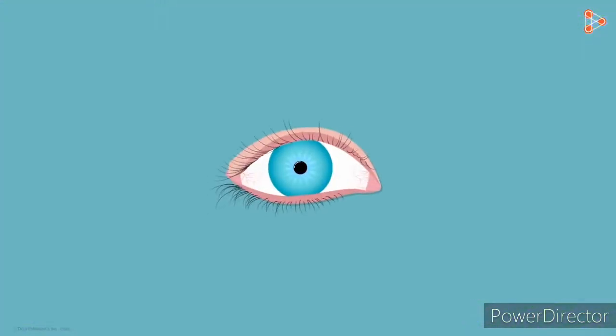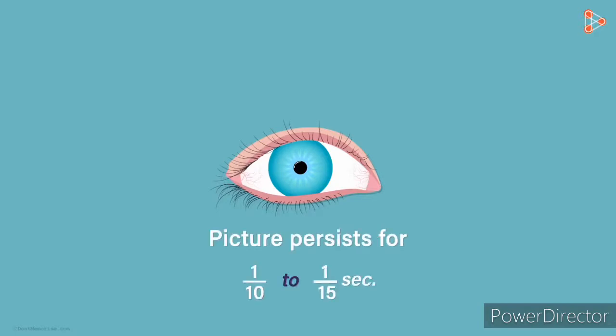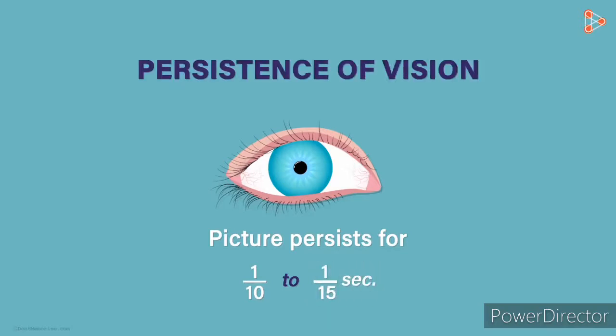There is another interesting thing about the human eye that you got to know. And that is, any picture persists in the eye for about 1/10 to 1/15 of a second. That's right. It means that the brain retains the impression of that light for approximately 1/15 of a second after the source of that light is removed. That is very little time. This is referred to as the persistence of vision. And let me explain this in detail.